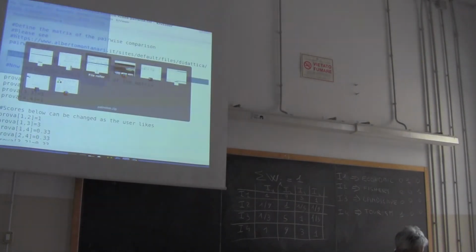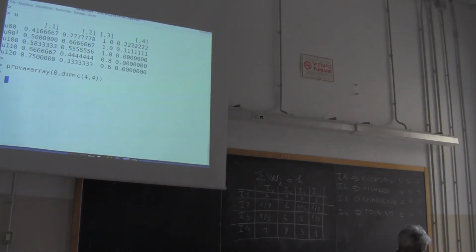So, if I do like this, prova is a sequence of 0. And you know that in R, matrices need to be defined before using them. And then I assign the values. And as I said, the values that are assigned in my exercise are not the same that you see here.